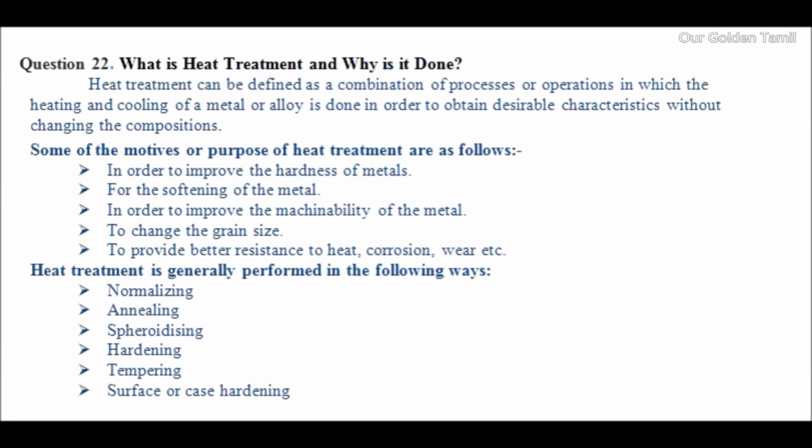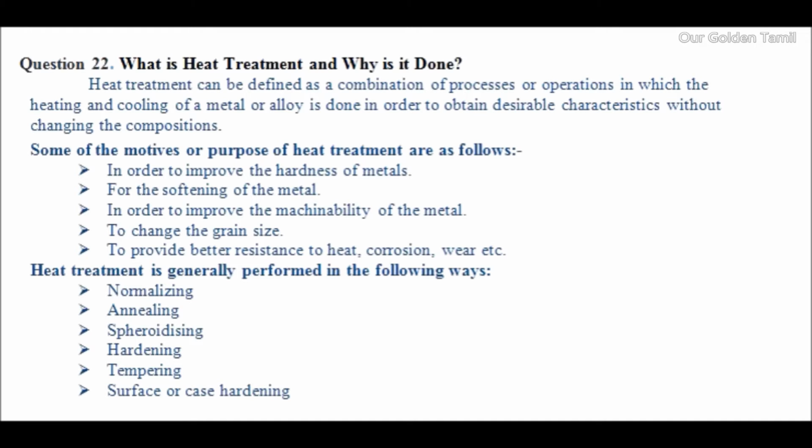Question 22. What is heat treatment and why is it done? Heat treatment can be defined as a combination of processes or operations in which the heating and cooling of a metal or alloy is done in order to obtain desirable characteristics without changing the composition. Some of the motives or purposes of heat treatment are as follows. In order to improve the hardness of metals. For the softening of the metal. In order to improve the machinability of the metal. To change the grain size. To provide better resistance to heat, corrosion, wear etc.